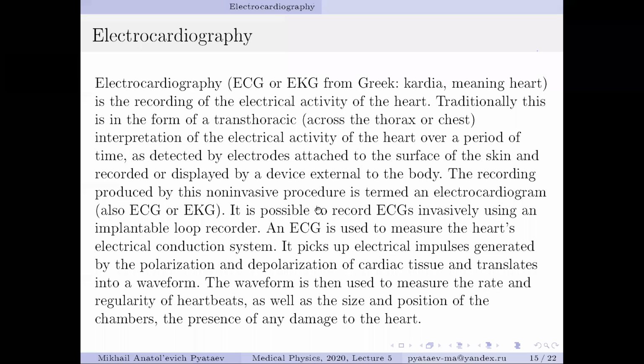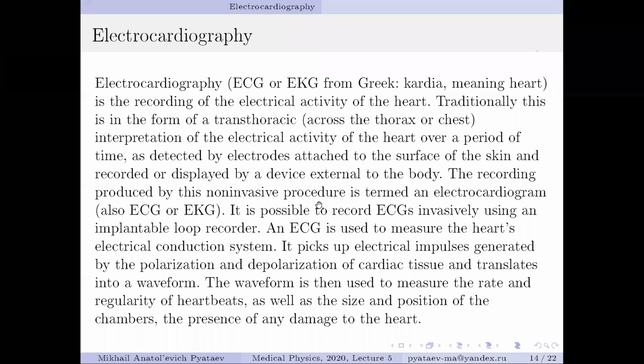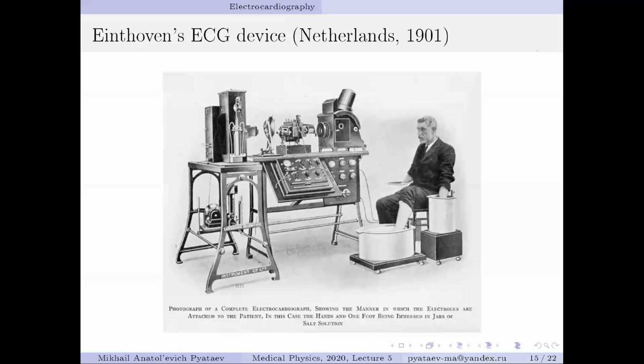Now it again explains the appearance of action potential. One more picture of text. And next topic is ECG. So we will discuss it very shortly because we are short in time now.